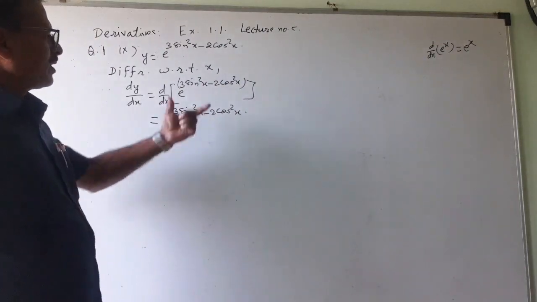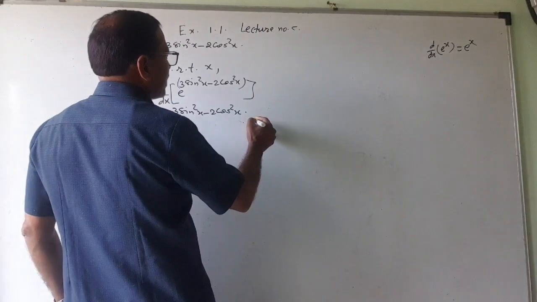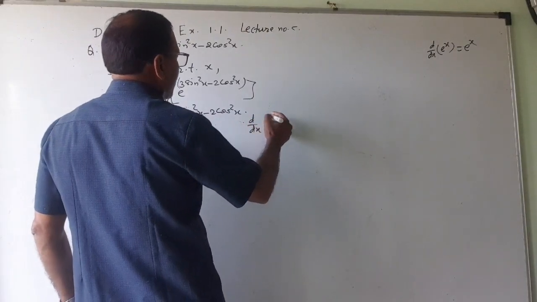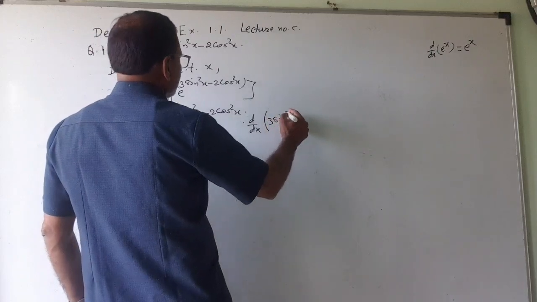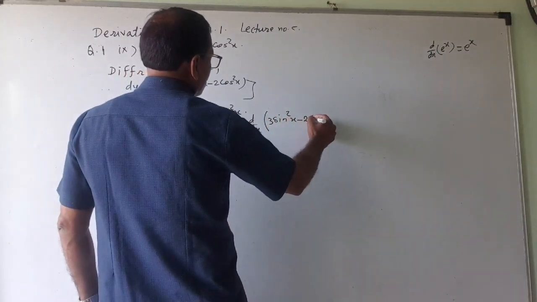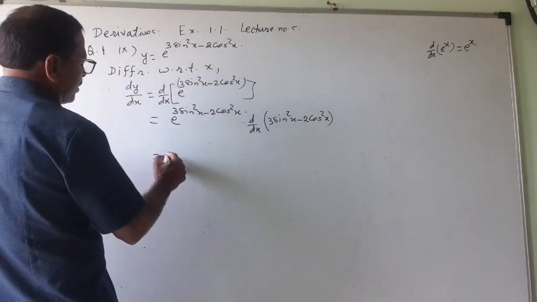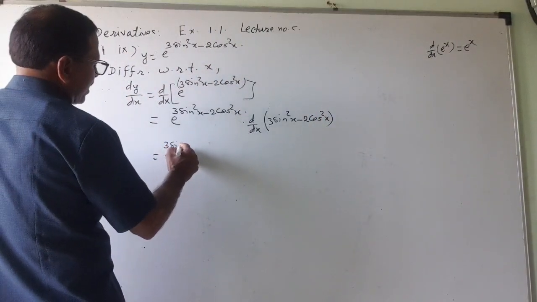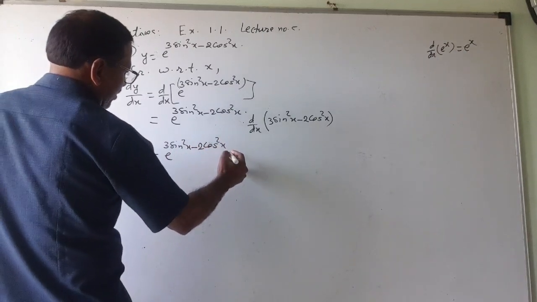Okay. But it is not x. It is some other function. So I have to multiply by the derivative of that function again. d by dx of 3 sin square x minus 2 cos square x. So that is equal to e raised to 3 sin square x minus 2 cos square x into.